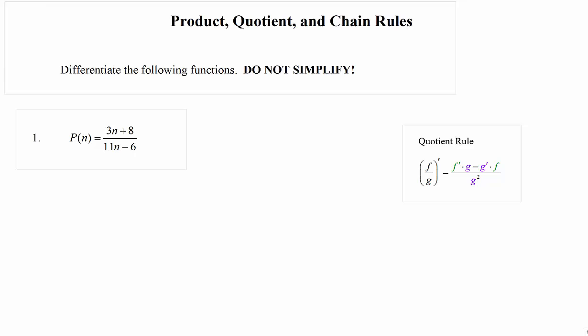So the quotient rule: we've got the derivative of the first times the second, minus the derivative of the second times the first, all over the denominator squared. Some people use t and b for top and bottom, but I'm going to use first and second because it'll match my product rule later.